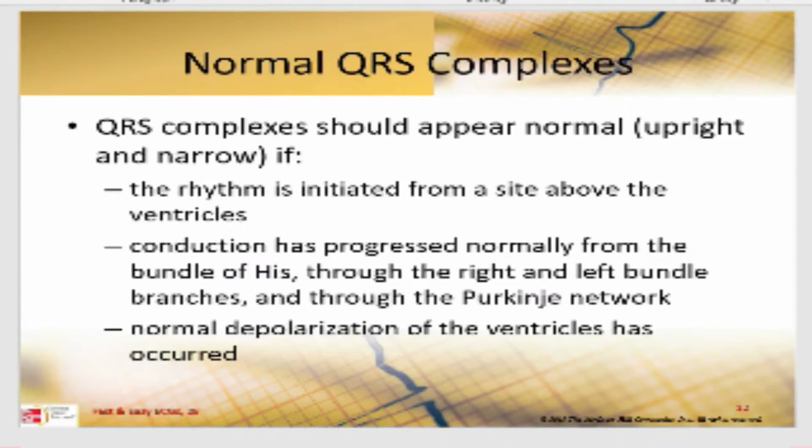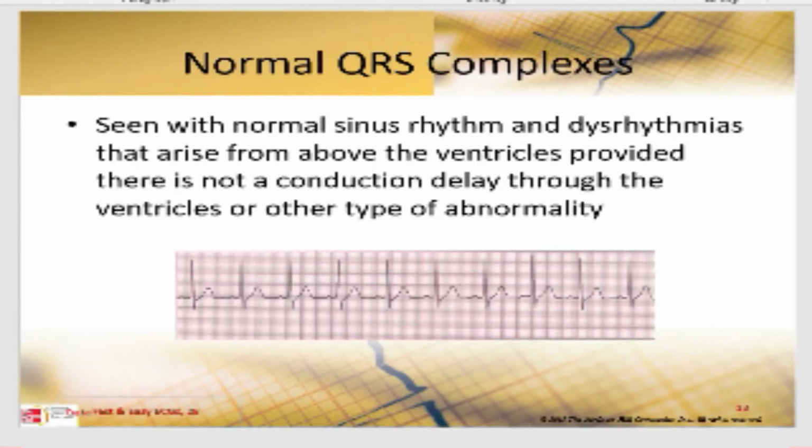So with a normal QRS, it should be upright and narrow if it's coming from a site above the ventricles, if that's where your rhythm is initiated. If it progresses normally through the bundle of His, down through the right and left bundle branches, and through the Purkinje network, it should be normal. And if it has normal depolarization of your ventricles, it should be a normal appearing QRS. That's usually sinus rhythm and even some sinus dysrhythmias that arise above your ventricles. That means there's no delay of conduction and everything moves through as expected.